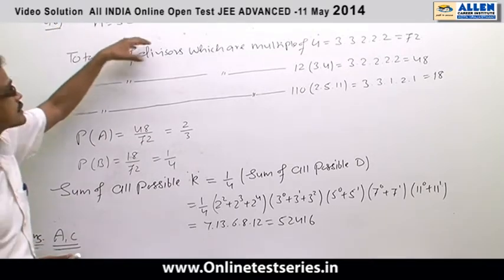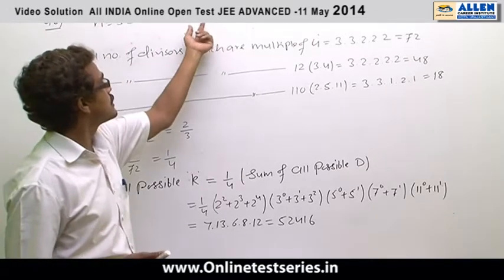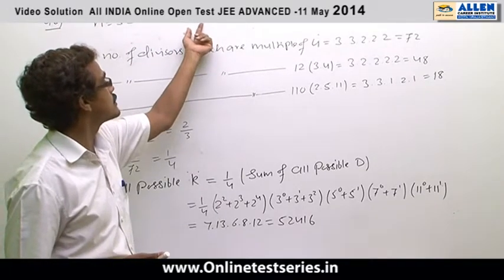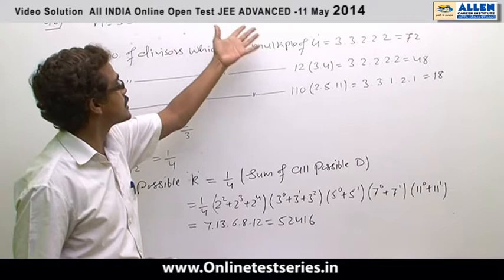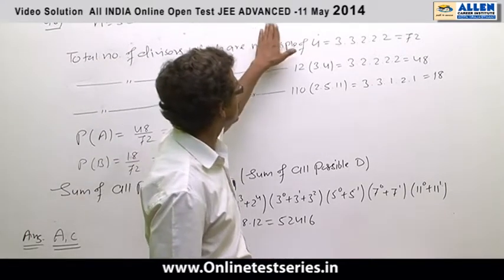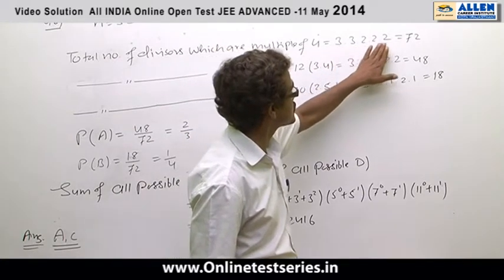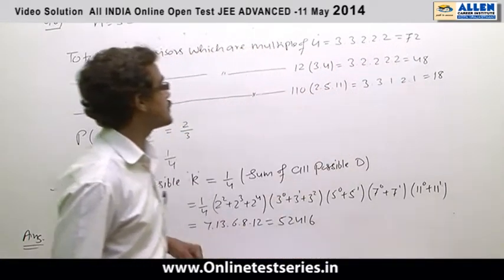So for the total number of divisors of n which are multiples of 4, we should select at least two 2s, and there is no restriction for 3, 5, 7, 11. So the total number of possible divisors which are multiples of 4 is 3 × 3 × 2 × 2 × 2. So this becomes 72.